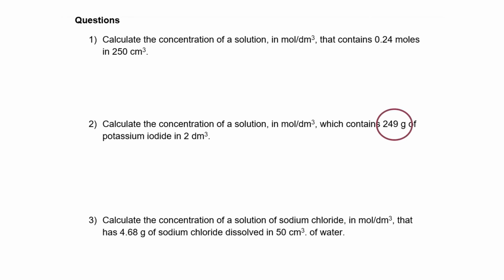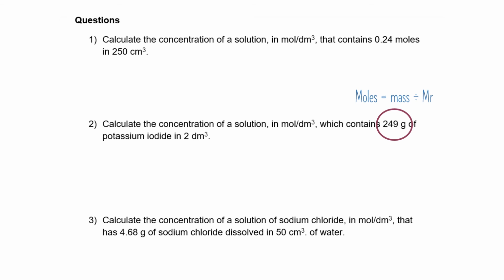If you look at question 2 now, it says calculate the concentration of a solution in moles per decimeter cubed, which contains 249 grams of potassium iodide in 2 decimeters cubed. Now, you will have to do the moles step here because they've given you grams. So you've got to do step 1. Moles equals mass divided by MR. Your mass is 249. You have to find the MR of potassium iodide. The formula is KI. Find the MR of that.